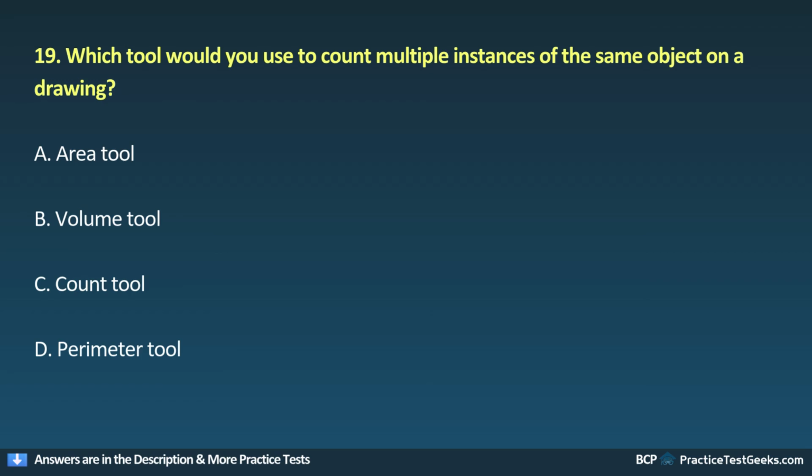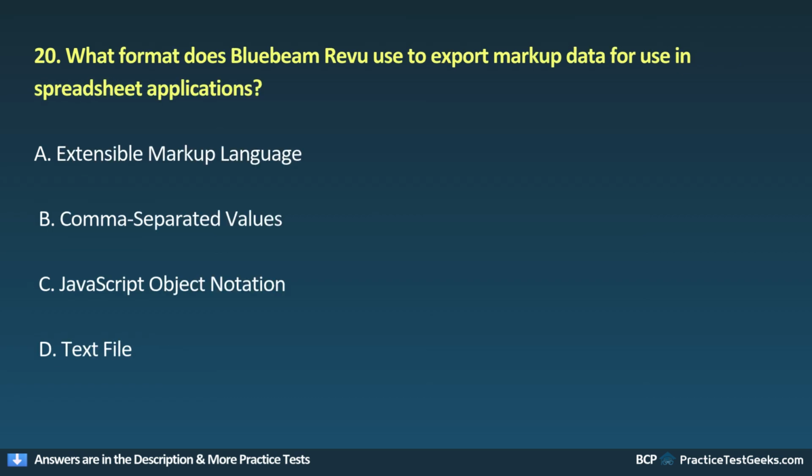19. Which tool would you use to count multiple instances of the same object on a drawing? A. Area tool. B. Volume tool. C. Count tool. D. Perimeter tool. 20. What format does Bluebeam Revu use to export markup data for use in spreadsheet applications? A. Extensible Markup Language. B.